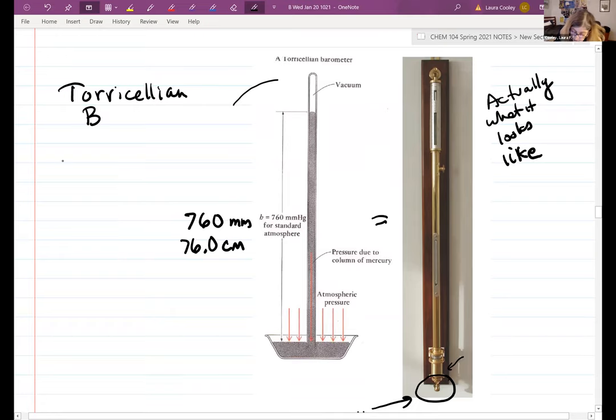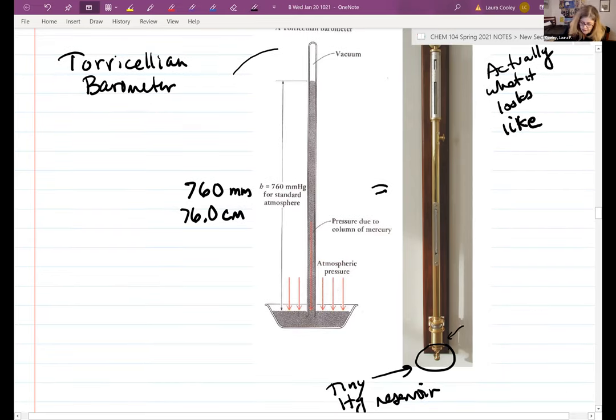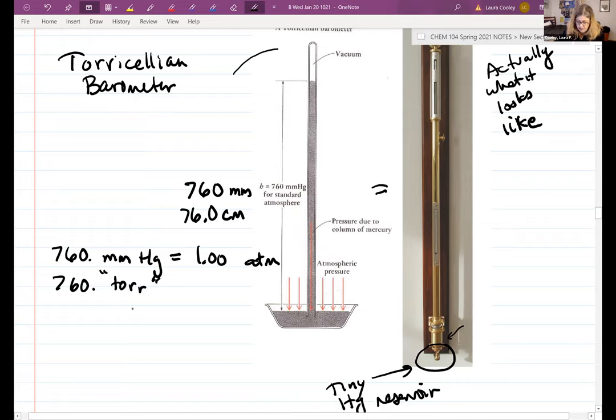Which I'm not sure if I spelled right because I can't read it. And so 760 millimeters of mercury is equal to one atmosphere. Another way of writing this, we also use something called the torr, for Torricelli. It's the same: a torr and a millimeter of mercury are exactly the same. So 760 torr is also one atmosphere. And we're always converting back and forth between atmospheres and torr. Anybody have a question?